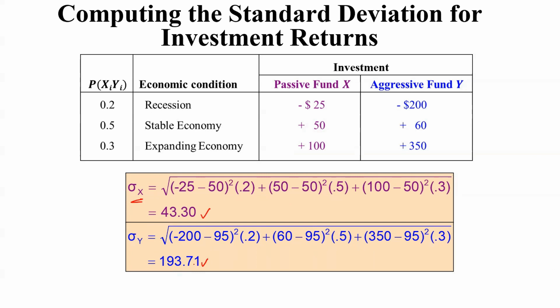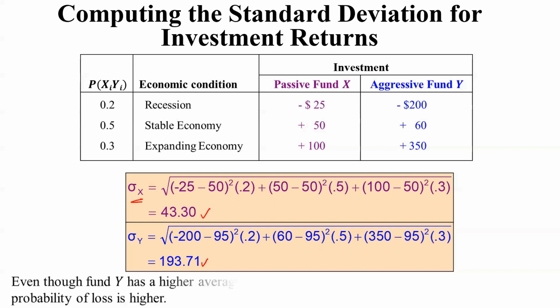Now, even though fund Y has a higher average return, the aggressive fund is subject to much more variability and the probability of loss is higher. So you see the standard deviation and variance is a higher value. Since the standard deviation is a higher value, that means the probability of loss is higher.